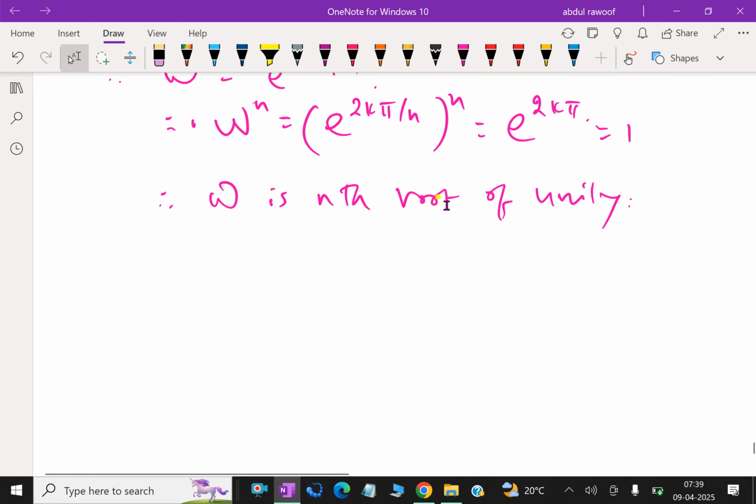Regarding this, we will use some example problems. These are the properties of the nth roots of unity. The nth roots of unity lie on the circumference of the circle having origin (0, 0). The three cube roots of unity are like this, and we can use any number of nth roots. Now we'll use some example problems to understand this concept.